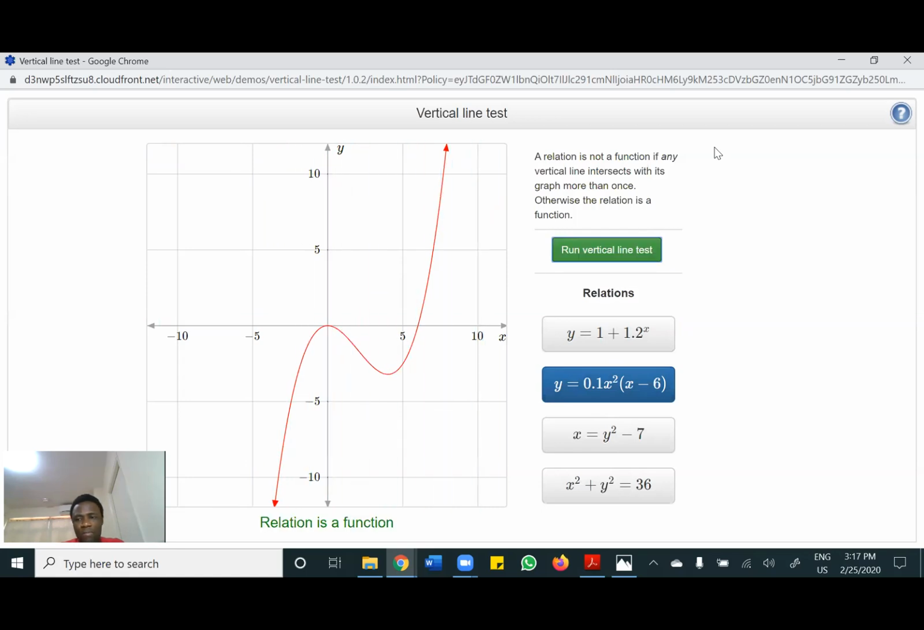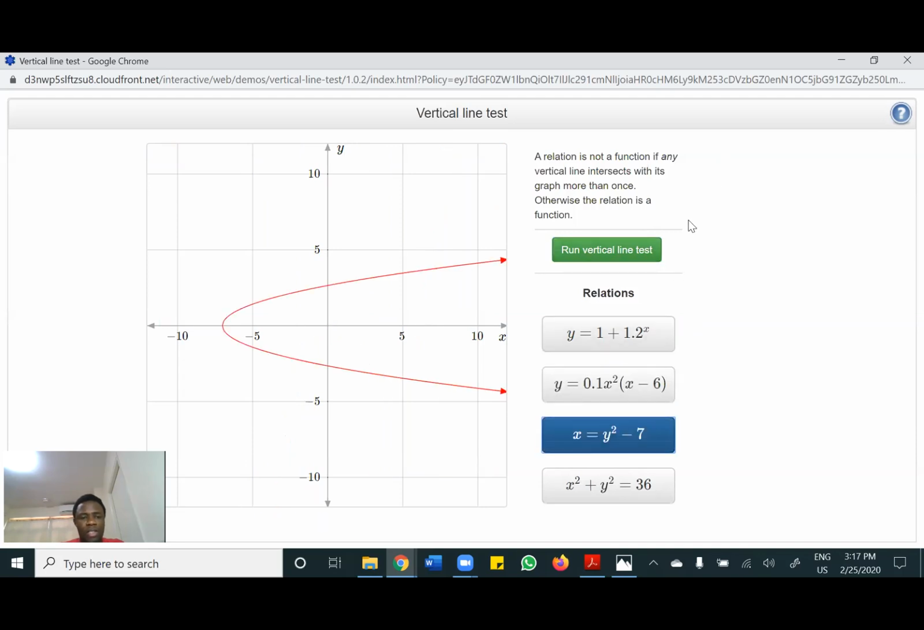Can you see that? Do you think the line test will succeed in this? No. Because the moment it gets here, it's going to fail. Let's see. Fail. Let's run it again. Can you see? Two different y's. So this is negative 6, 1, and negative 6, minus 1. That's a problem. Understood? Good. Let's see the last one.